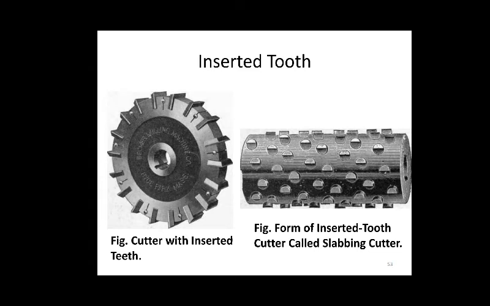Another form of inserted tooth cutter consists of round hardened steel pins driven into holes in a cast iron body. This cutter is also permanent in form. So as you can see in the figure, broken teeth cannot be replaced, and when the teeth are worn almost down to the body, the whole cutter is thrown away.